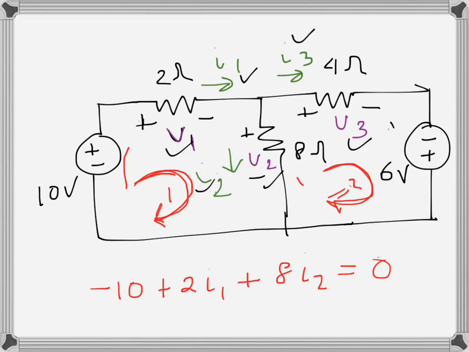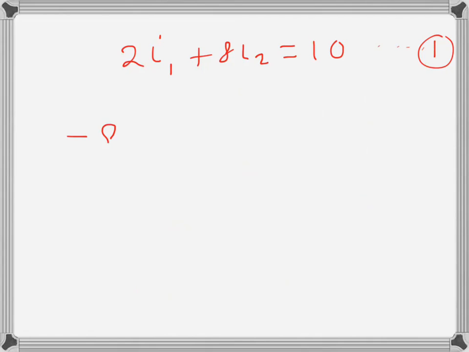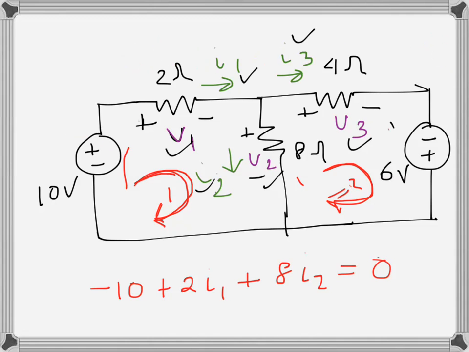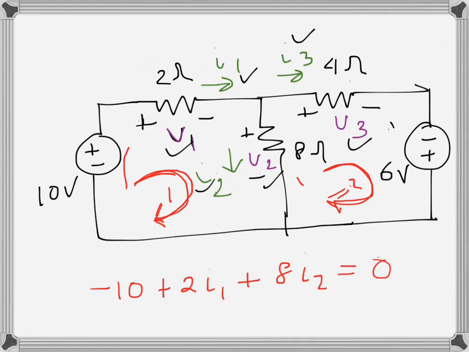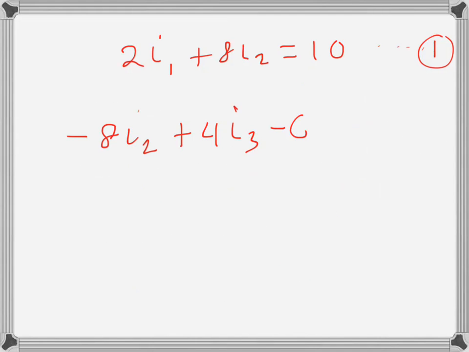If we go this way, the V2 is a rise, so that's 8I2, that's a rise now. And then this one, 4 into I3, that's a drop, plus 4I3. And then finally this one, 6 volt, this is also a rise when we go counterclockwise, so that's negative 6 equals to 0. So we can rewrite this one like 8I2 minus 4I3 equals to negative 6.